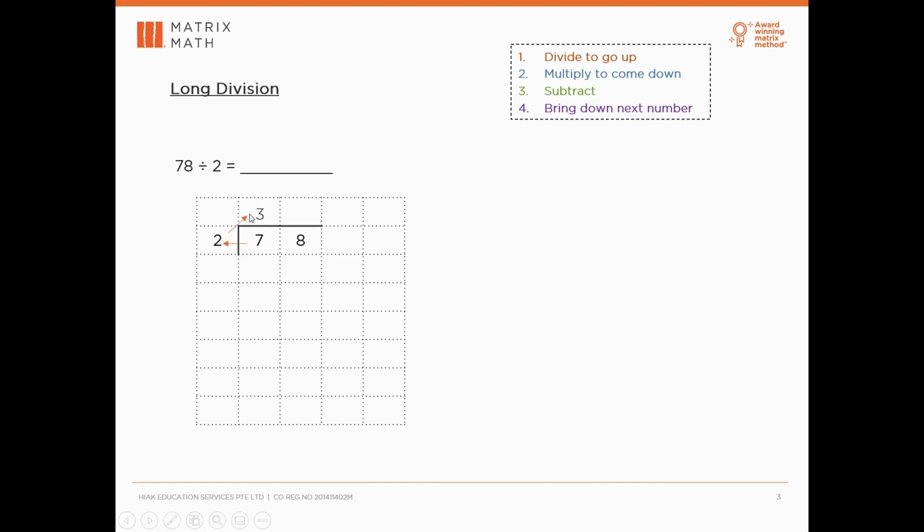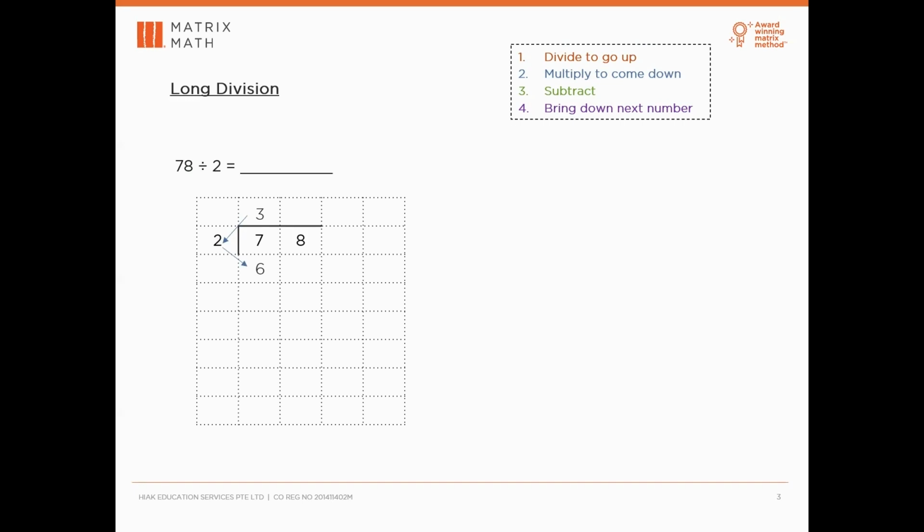Then we do the second step, which is multiply to come down. When we have 3 at the top, this is the last number that we wrote, we have to multiply by the number on the left again. We always touch this number on the left to go up and come down. So we take 3 times 2 to go down, and then we have 6.